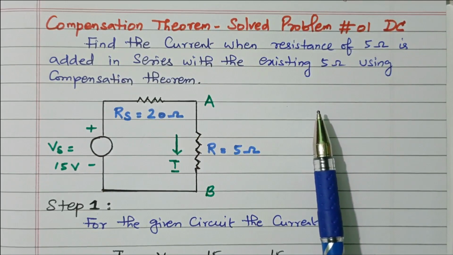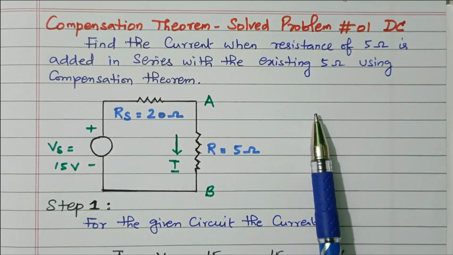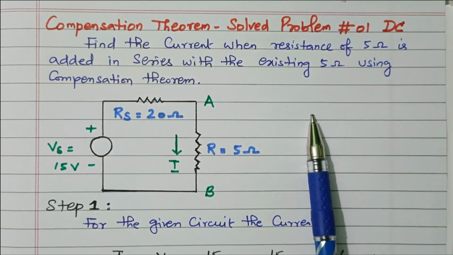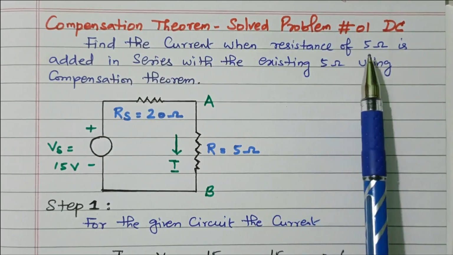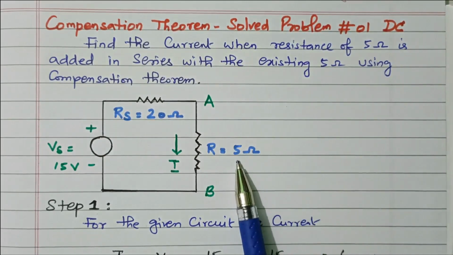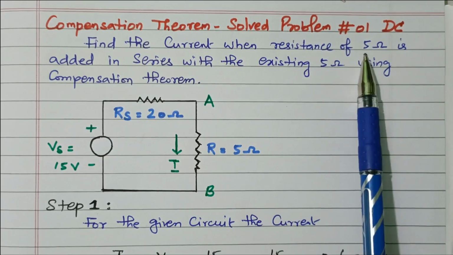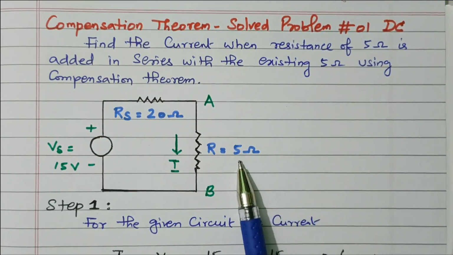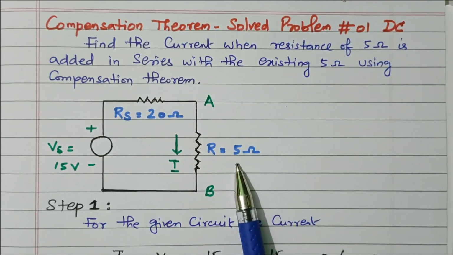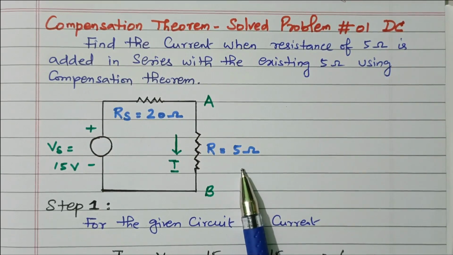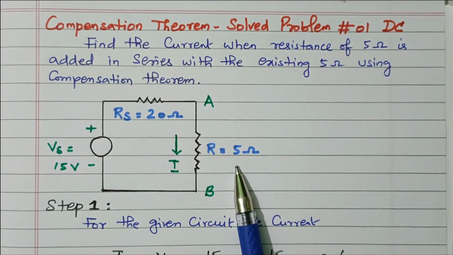voltage and current that is identified by the compensation voltage. That's called the compensation voltage VC. Similarly here, we are increasing this 5 ohm resistor by another 5 ohm resistor. While increasing this 5 ohm with another 5 ohm, 5 plus 5, 10 ohm, there will be an opposing voltage. That is called the compensation voltage. We need to identify what the compensation voltage is, right?